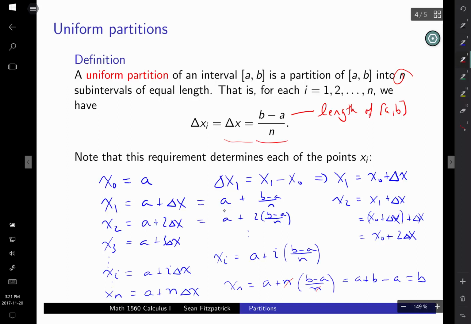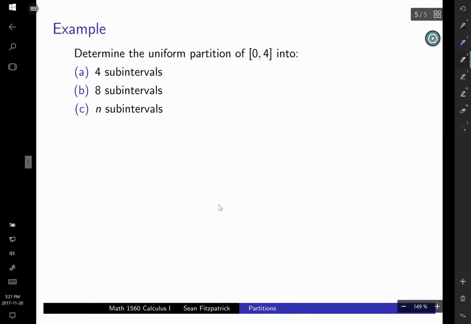So the main takeaway here is that this formula tells you how to generate each of the points in your uniform partition. So let's see how this looks in an example. If we go with the interval from 0 to 4, right? So a equals 0, b equals 4, so b minus a is 4.